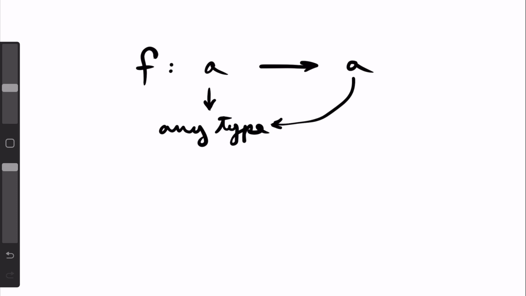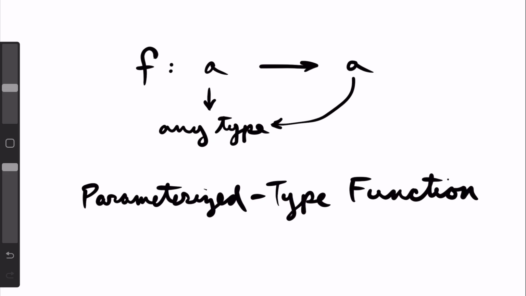Similarly, we might have a function f mapping a to a, which maps a value of some type to a value of the same type. Such functions are called parameterized type functions. Parameterized types provide a way of grouping functions and defining them in ways that are identical except for a type.